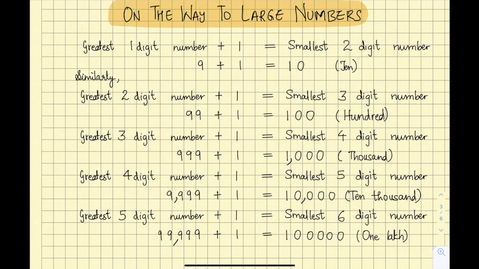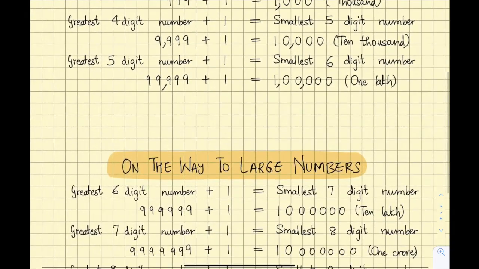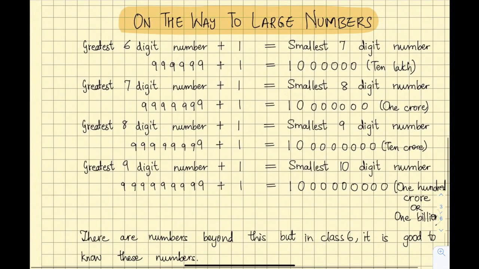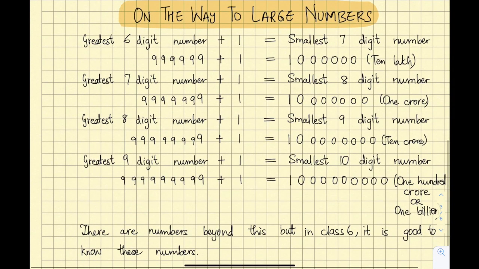So you are going to get the number 1 lakh. In 1 lakh, we place commas: ones, tens, hundreds, comma, 1,000, 10,000, comma, and then this is lakh. So in 1 lakh, you have a total of 5 zeros and there are 6 digits. Now similarly, we have more large numbers beyond lakh. That is 10 lakh, 1 crore, 10 crore, 100 crore, also called 1 billion.